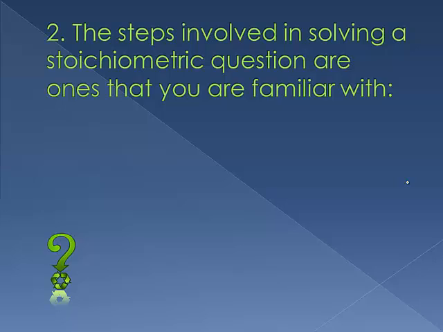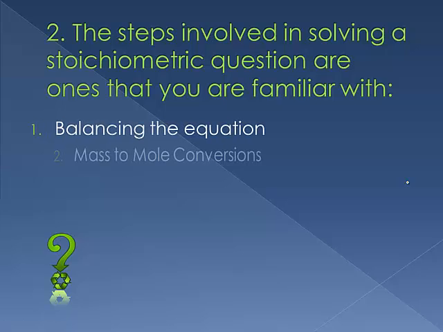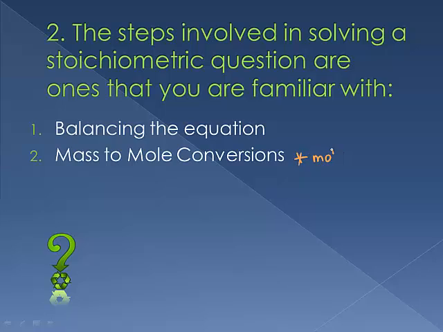Now, the steps that are involved in solving for stoichiometric questions are the ones that you should already be familiar with from the mole unit. So 1, we have to be able to balance an equation. 2, we have to be able to convert between mass and moles. Remember that the comparison for mass to moles is our molar mass. And that number comes off the periodic table.